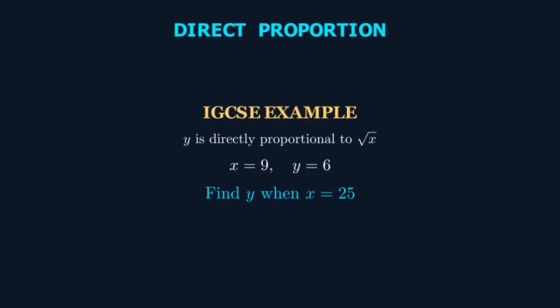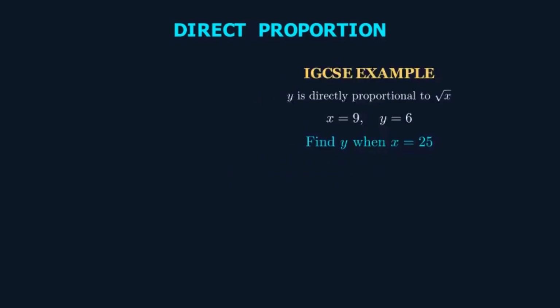Now, let's look at another type of direct proportion. This time, y is directly proportional to the square root of x. We're given that when x equals 9, y equals 6. Find y when x equals 25. Let's solve it step by step.